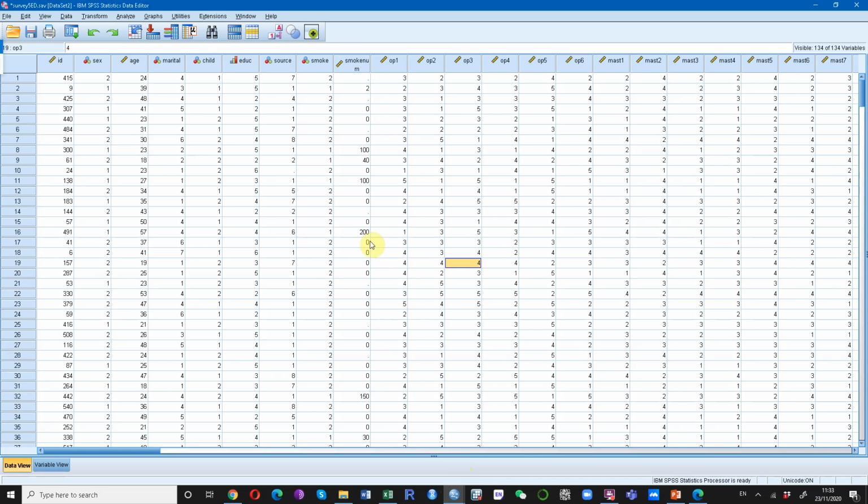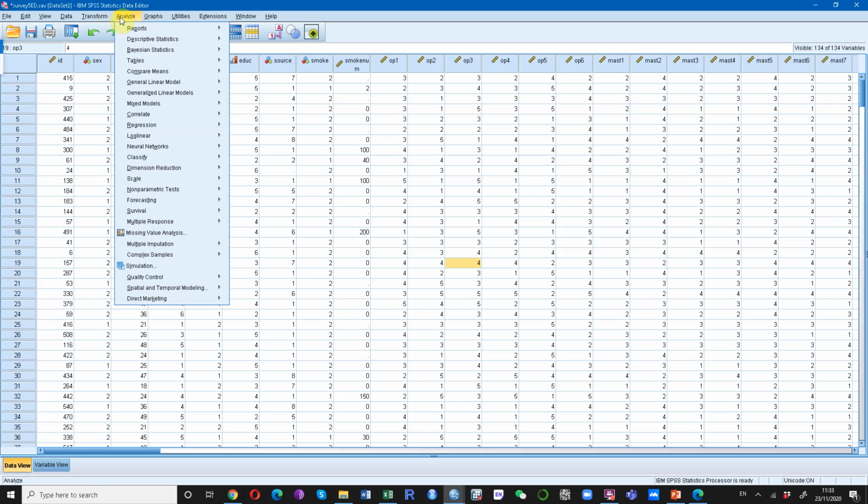I use the complete data set, that is the long data set with more than 400 observations. The chi-square test is under Analyze, and it's actually in the descriptive statistics, but bear in mind that chi-square itself is actually inferential statistics. It's just how they categorize the menus, I'm afraid.